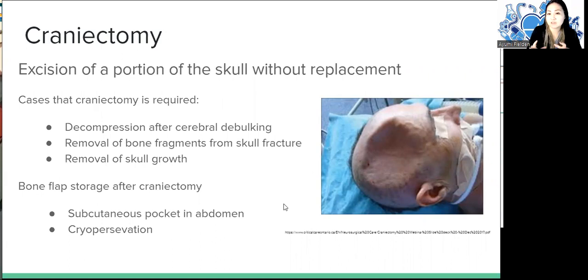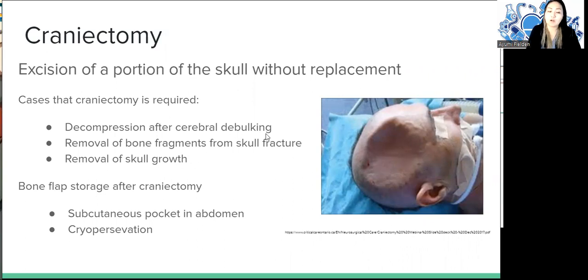And again, the skull is a closed box, right? If the brain starts to swell up, it doesn't have a place to go but down, and the brain's gonna herniate. So as a last ditch effort, they would take off a portion of the skull like that guy right here, take out a huge portion of the skull, and allow the brain tissue to swell up. And then once the cerebral edema settles, we'll put the bone back. So that's what I've seen most. It could also be used to remove bone fragments from a skull fracture, or removal of a skull growth as well.